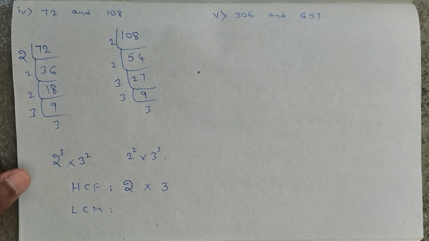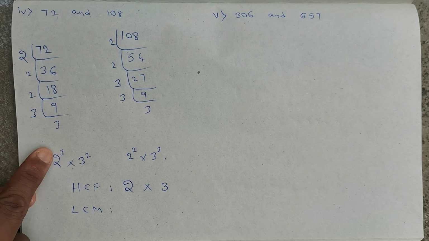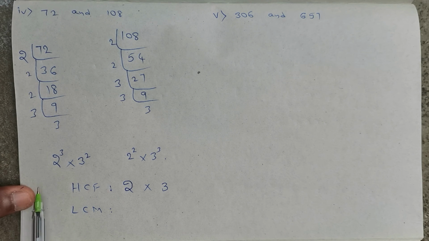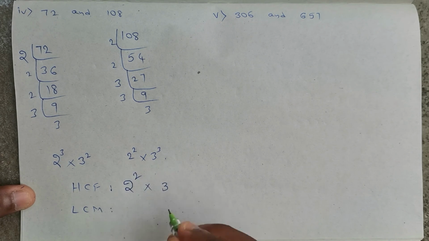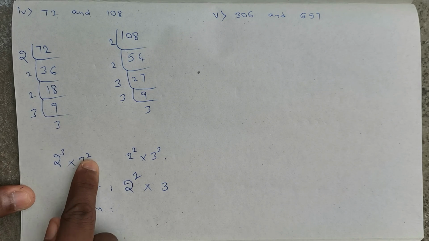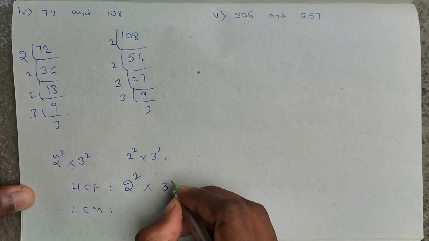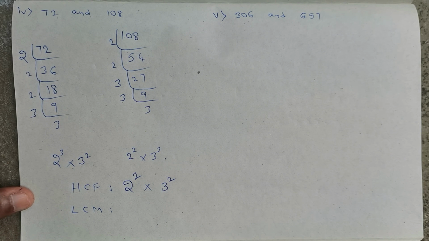Now move to the powers. Here 2 power 3, here 2 power 2. HCF means always the smallest power we will take. So smallest of 2 cube and 2 square, 2 power 2. Here 3 power 2, here 3 power 3. Smallest is power 2, so 3 power 2. HCF of 72 and 108 is 2 square into 3 square.